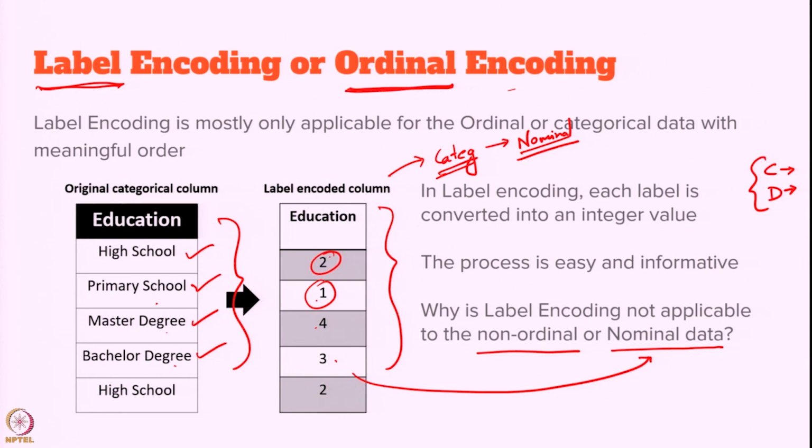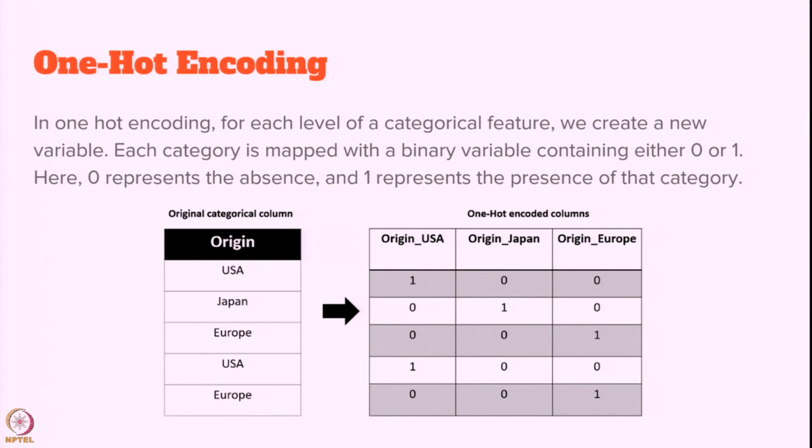Now what to do in that case? There are various encoding techniques which are used for nominal data, but we will discuss a few. The first one is one-hot encoding. Let us take this example, origin, which contains USA, Japan, Europe, 3. Since we are not worried about the ordinality here, it is just information. So we can convert this into columns. We have 3 distinct categories, so we will put 3 columns. USA is 100, Japan is 010 and Europe is 001.